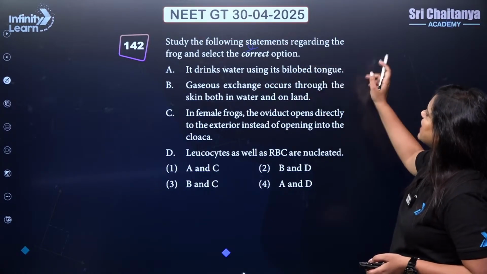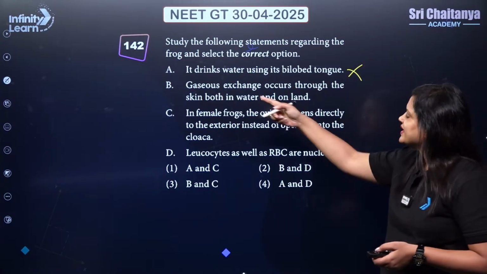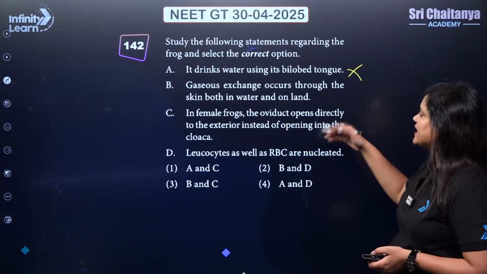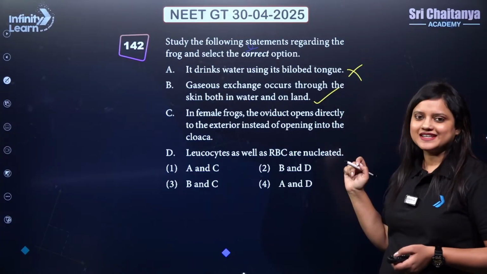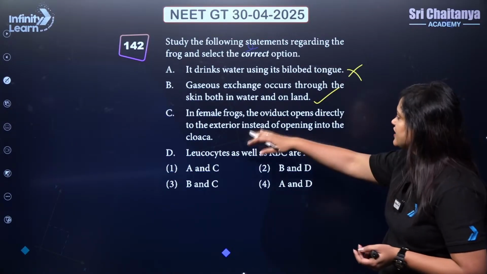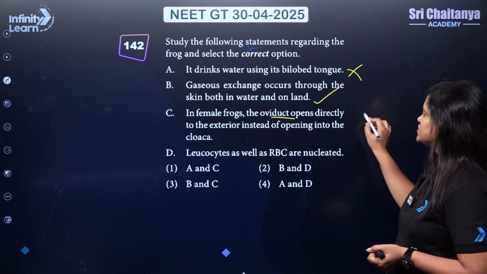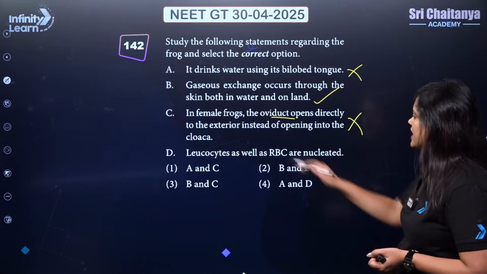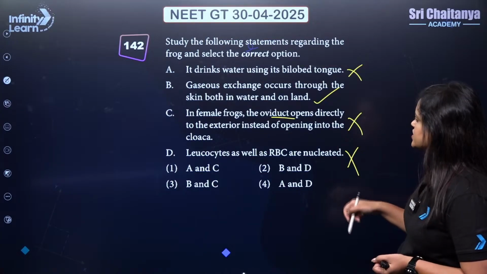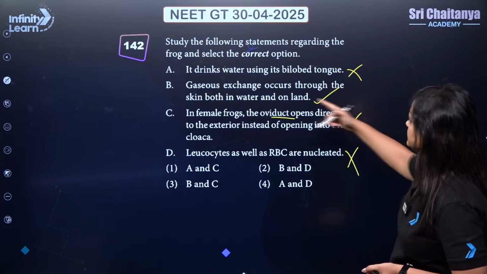Study the following statement regarding the frog and select the correct option. It drinks water using bilobed tongue? No. It will absorb water through the skin. Gaseous exchange occurs through the skin both in water and on land. This is right because we know in frog all the 3 modes of respiration will take place on land. In female frog, the oviduct opens directly to the exterior instead of opening into the cloaca. No, it will open into the cloaca. And leukocytes as well as RBCs are nucleated, RBCs are not. So correct option we have here, 1 is B.